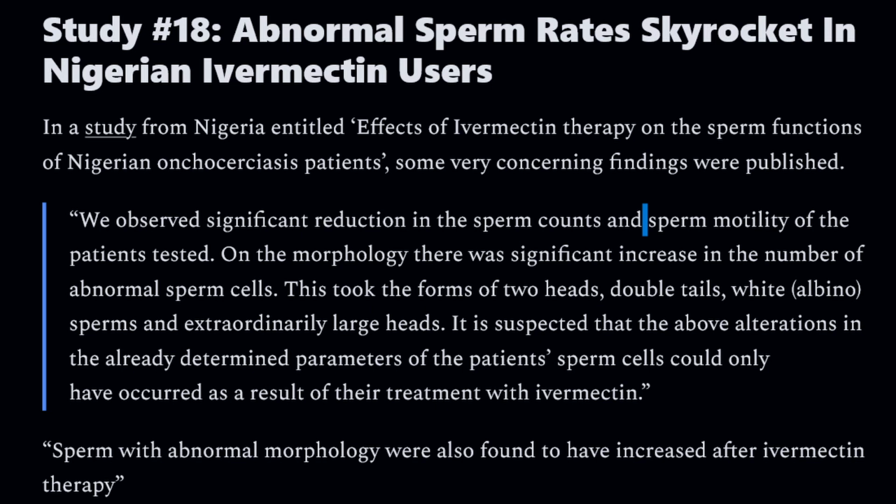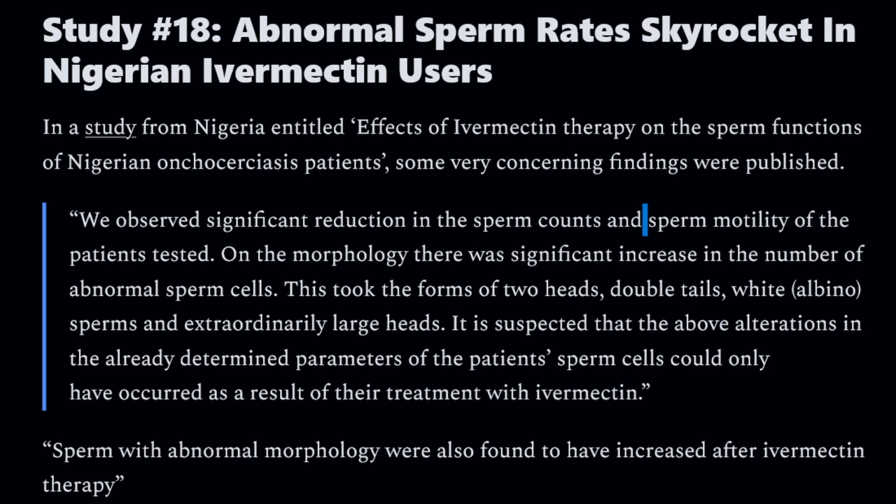The paper was called Effects of Ivermectin Therapy on the Sperm Functions of Nigerian Onchocerciasis Patients. Quote: "We observed significant reduction in the sperm count and sperm motility of the patients tested. On the morphology, there was a significant increase in the number of abnormal sperm cells. This took the forms of 2 heads, double tails, white albino sperms, and extraordinarily large heads. It is suspected that the above alterations in the already determined parameters of the patient's sperm cells could only have occurred as a result of their treatment with ivermectin."